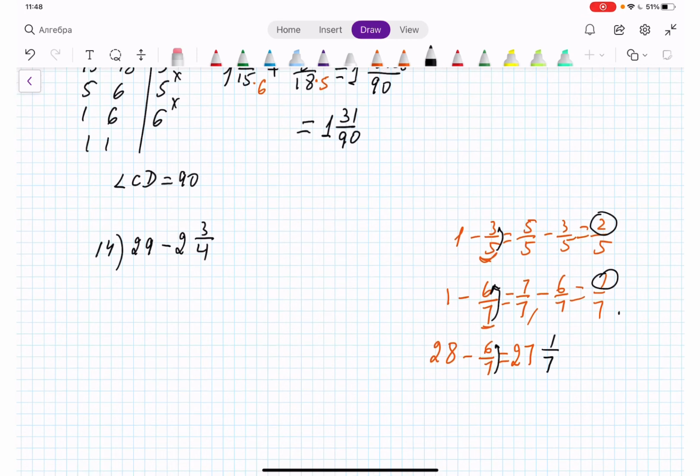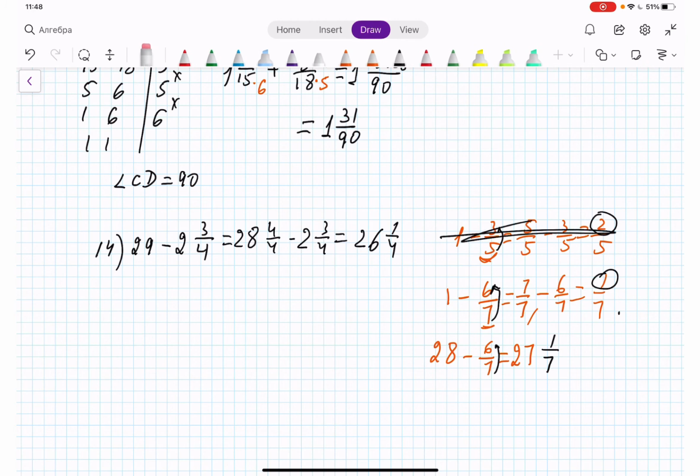And in this case, we have, let's see, 29 minus 2 and 3/4. I reserve 1 from 29 for subtraction, so it will be 28, and that 1 I reserved I represent as 4 over 4, minus 2 and 3/4. So it's going to be 26 and 1/4. Okay? All right.